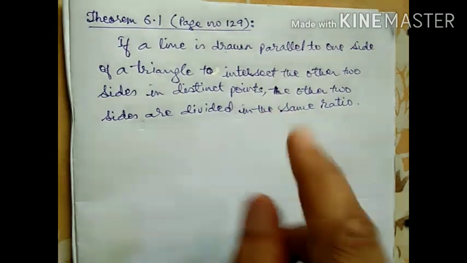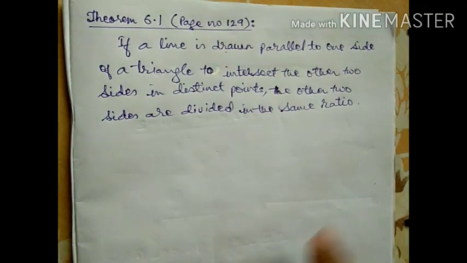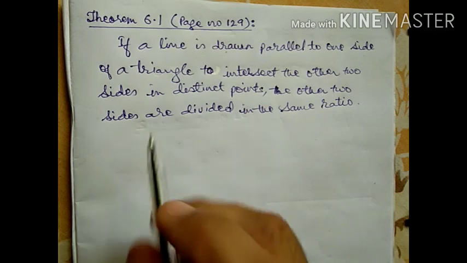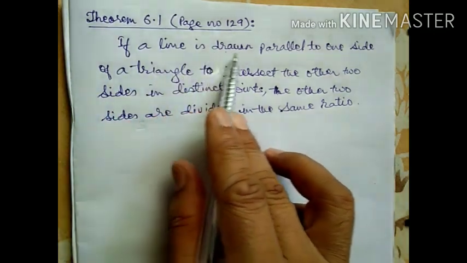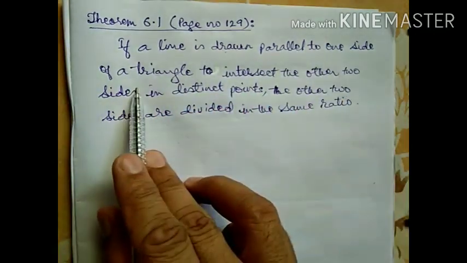Now you have to draw the figure. You have to prove all the things by yourself. Let us see the question once again. If a line is drawn parallel to one side of a triangle, so what you do?